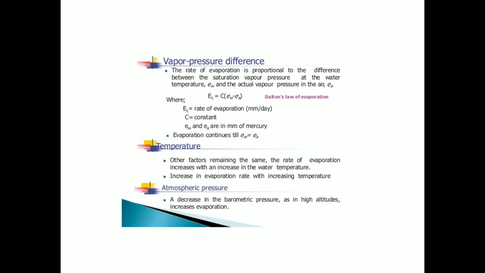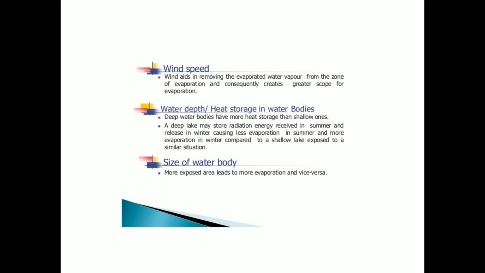Temperature. Other factors remaining the same, the rate of evaporation increases with an increase in the water temperature. Next is atmospheric pressure. A decrease in the barometric pressure, as in high altitudes, increases evaporation. That means if pressure reduces, evaporation increases. Wind speed: wind aids in removing the evaporated water vapor from the zone of evaporation and consequently creates greater scope for evaporation. If more wind is there, more evaporation is there.